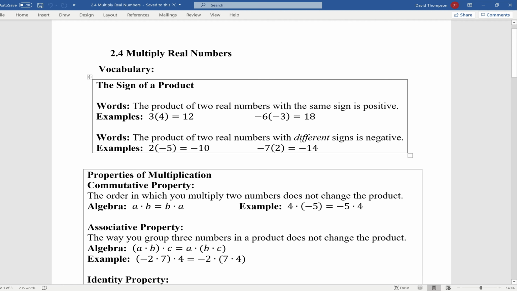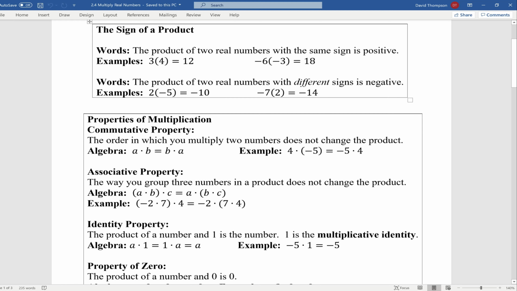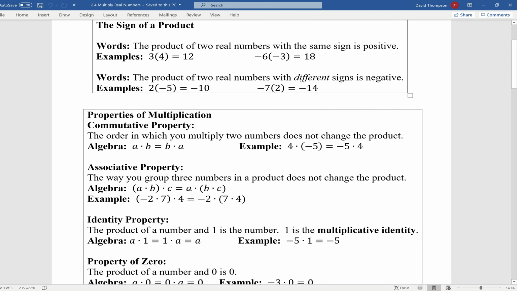Just like addition, multiplication has its own properties. The commutative property. The order in which you multiply two numbers does not change the product. In algebra, we would say A times B equals B times A. For example, 4 times negative 5 is going to be the same thing as negative 5 times 4.